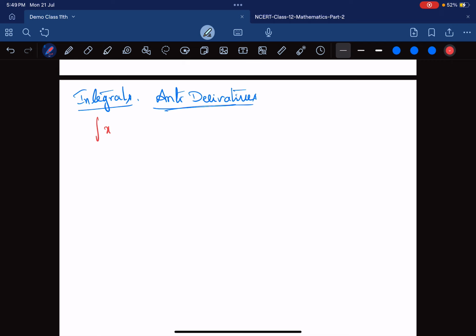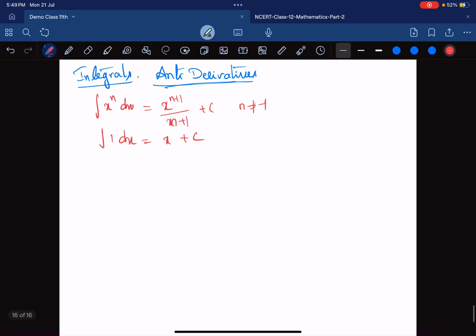So integration of x power n dx is equal to x power n plus 1 upon n plus 1 plus c, where n is not equal to minus 1. Integration of 1 dx is equal to x plus c. Integration of e power x dx is equal to e power x plus c.